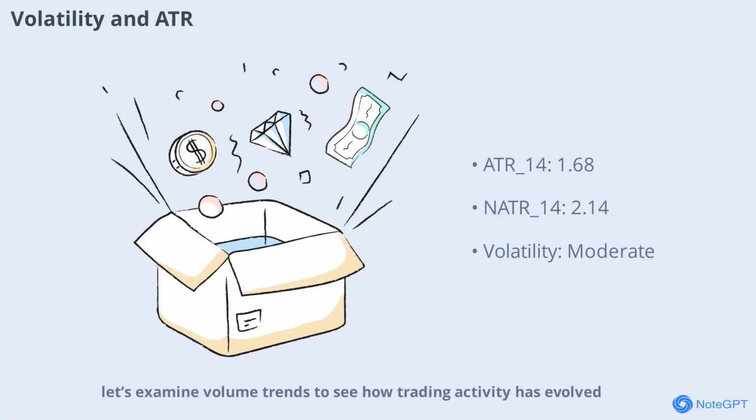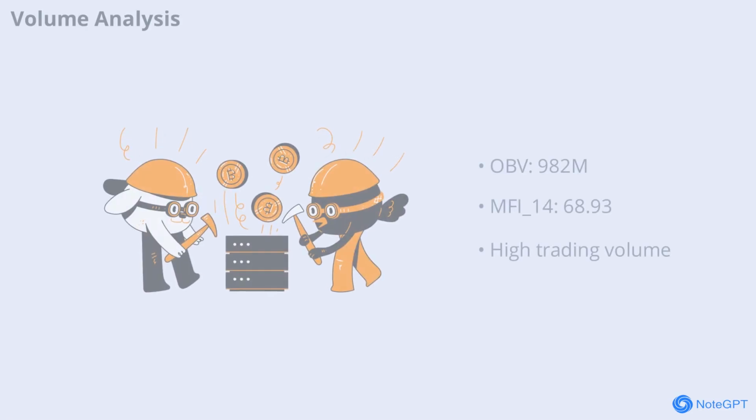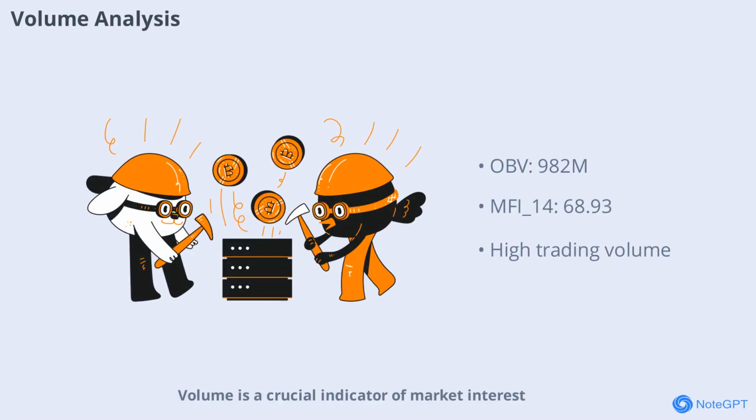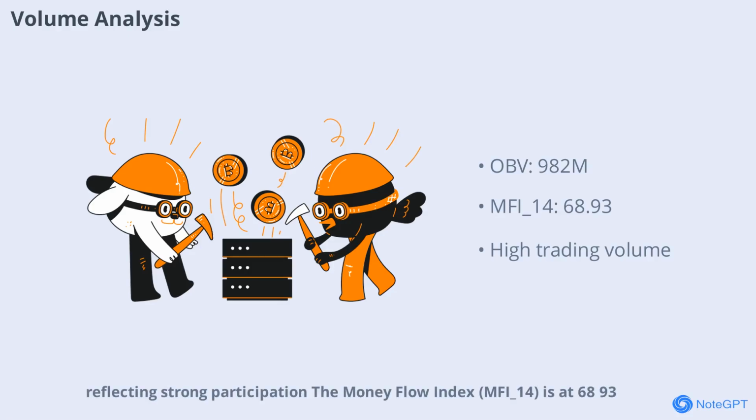Next, let's examine volume trends to see how trading activity has evolved. Volume is a crucial indicator of market interest. CSCO's on-balance volume, OBV, is nearly 982 million, reflecting strong participation. The Money Flow Index, MFI 14, is at 68.93, which is close to the overbought threshold, indicating that buying pressure has been high. The volume ratio 20 is 4.04, and the relative volume is 3.92, both suggesting that recent trading activity has been above average. High volume often confirms price trends, so this supports the bullish case.